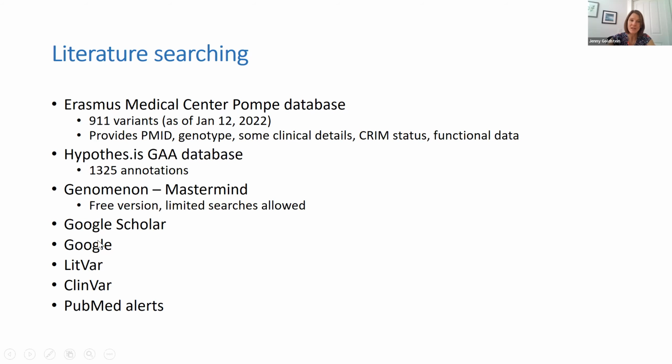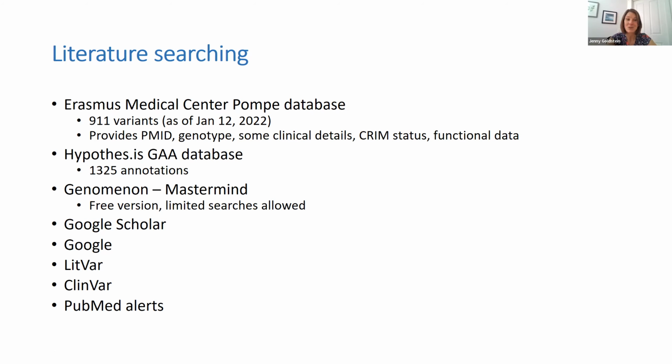And then Google Scholar, Google LitVar, and ClinVar, of course, will also provide PMIDs if the submitters have included those. And then I have PubMed alerts set up, so if there are any papers that are published on GAA or Pompe, they will appear in my email.